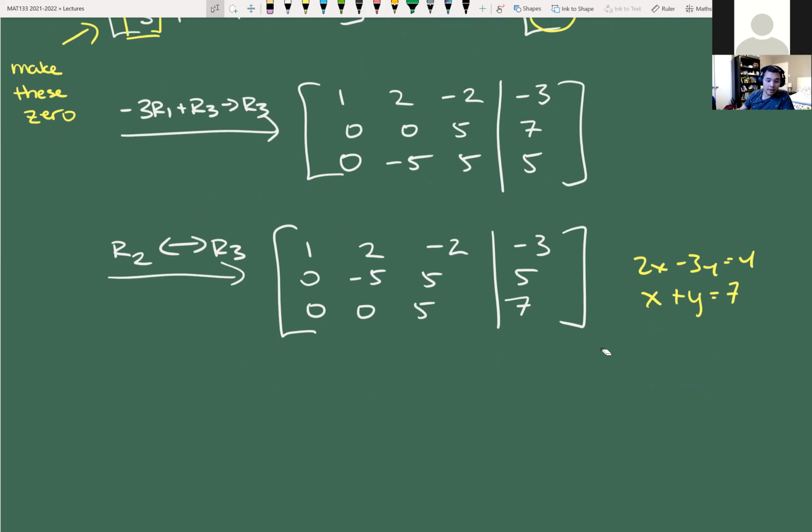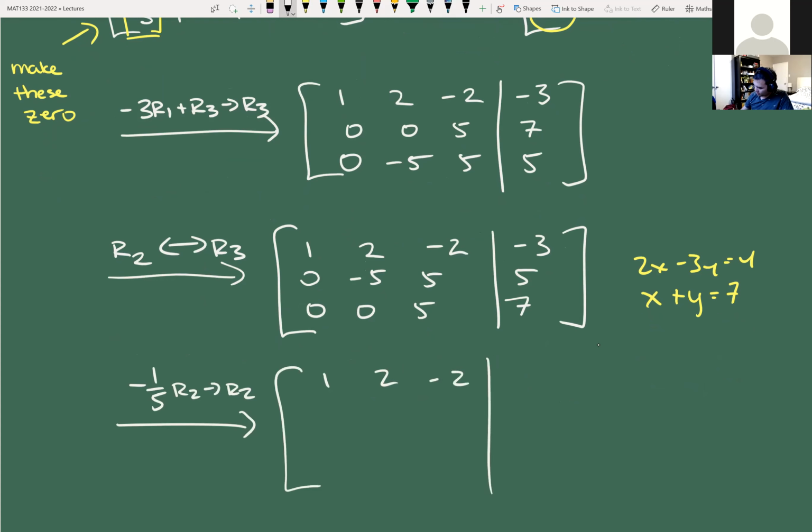And now I'm going to make that into a leading one. So I'm going to divide by -5. That's going to be 1, 2, -2, -3, 0, 1, -1, -1, 0, 0, 5, 7, like so. Okay. Yeah, exactly. So don't forget, just being able to switch rows is such an easy thing to do. And now, unfortunately, we do get to this point where I can't avoid a fraction.